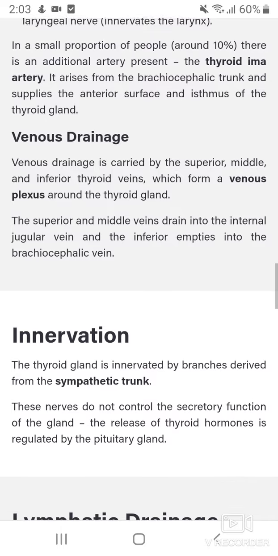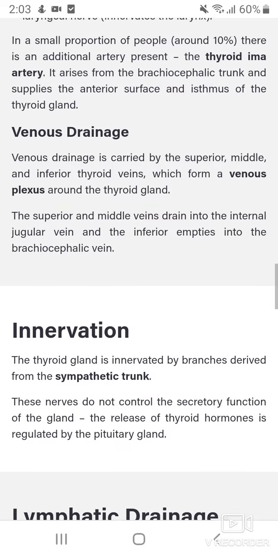These nerves do not control the secretory function of the gland. The release of thyroid hormones is regulated by the pituitary gland. The pituitary gland can regulate the release of thyroid hormones.